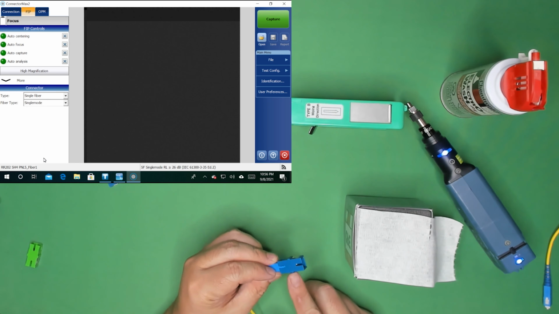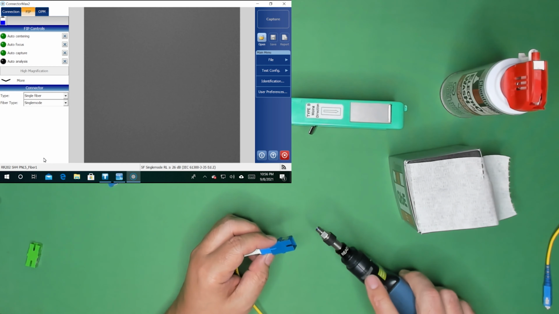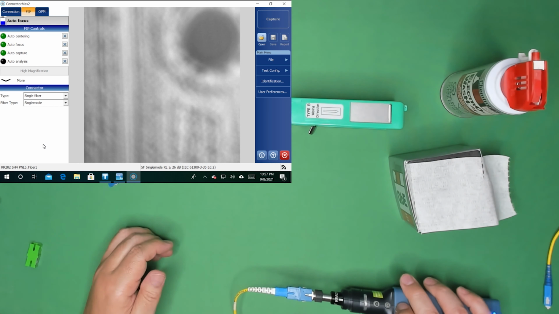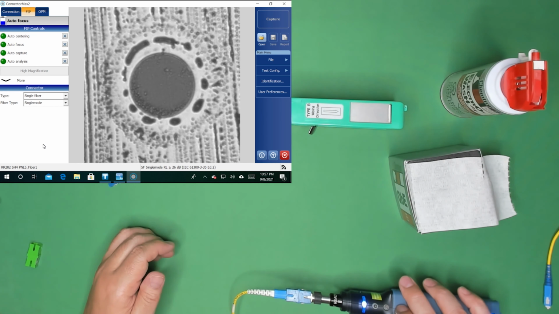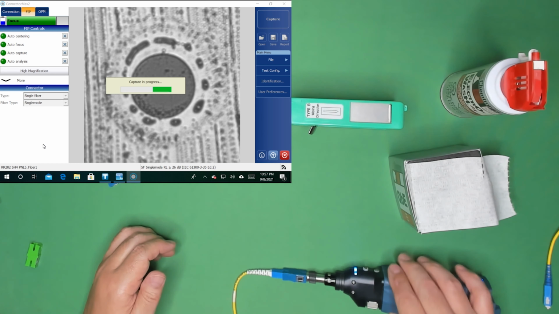And I already have a bulkhead on here, and as we mentioned before, how to do that. Once this is blinking blue, it's ready to do analysis. So I'm going to plug it in, let it do its auto center, autofocus, and it should be pretty contaminated. Look at that. That's very contaminated there. So let it do its thing.